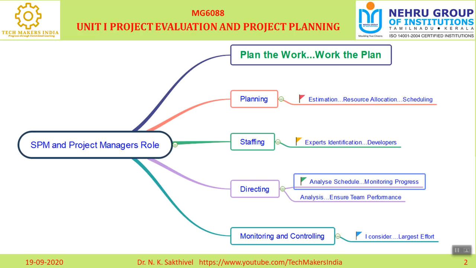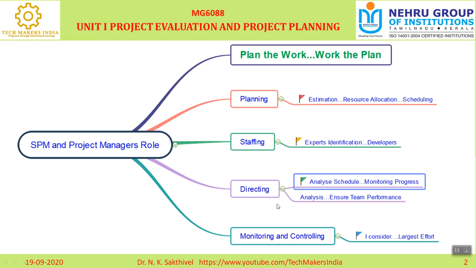Then after that, staffing refers to identifying experts for getting additional input to develop the project in a quality manner. Without compromising quality, we want to develop the project. That's the reason why expert input and feedback is required. That is called expert identification. And then we want to identify the best developers for developing the project. So identification of experts and identification of developers is the second level.